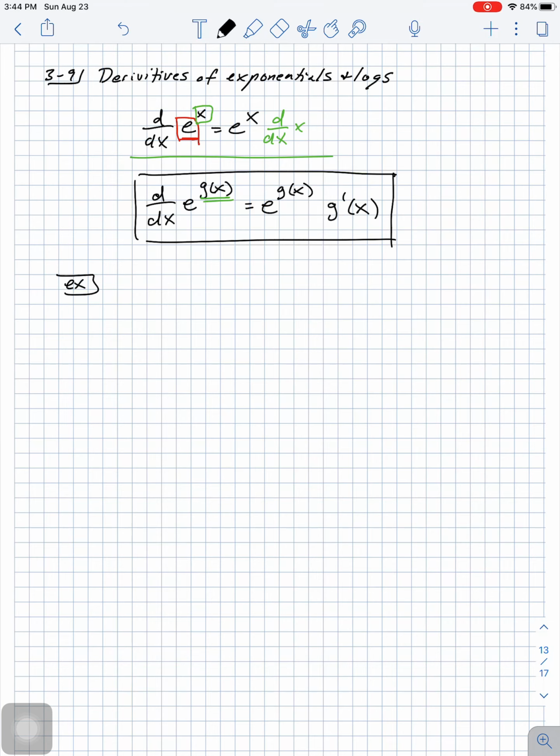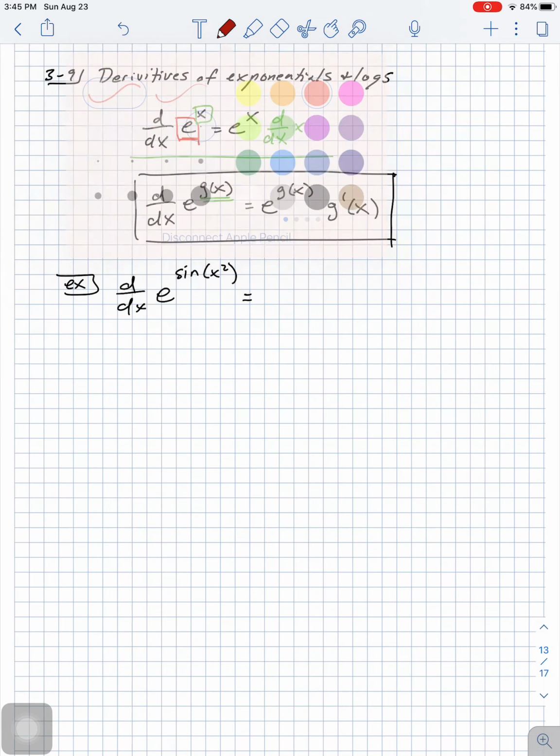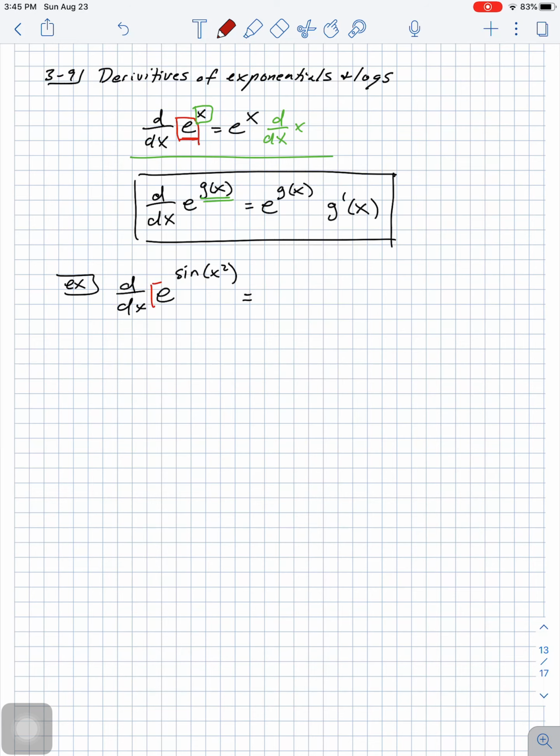Okay, so let's do an example. We're going to find the derivative of e to the sine of x squared. Okay, so using our formula, we first need to identify the outside function. Well, that's the e, okay, and the inside function is sine of x squared. So my derivative is going to be e to the sine of x squared, same, times the derivative of that whole exponent, sine of x squared.